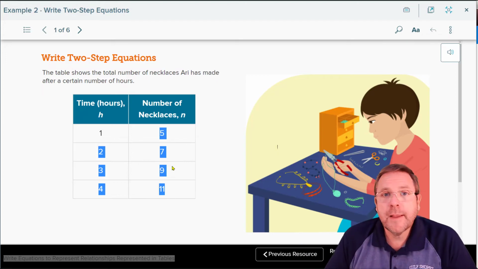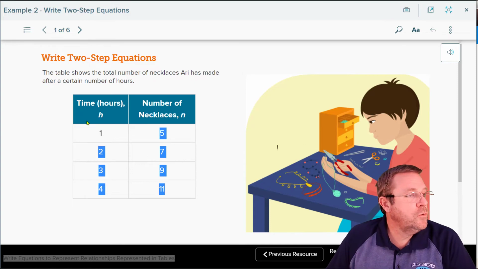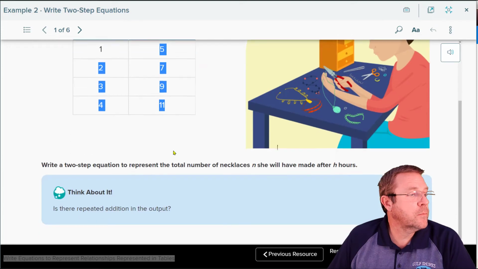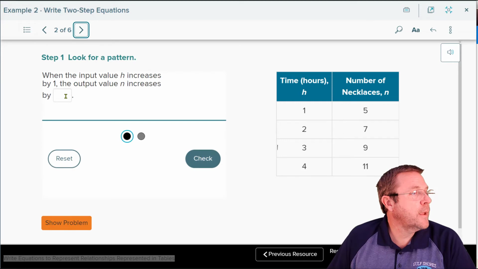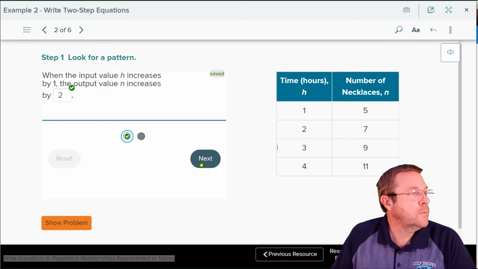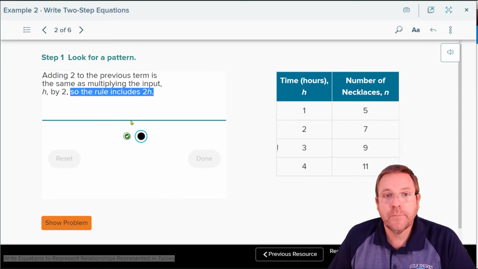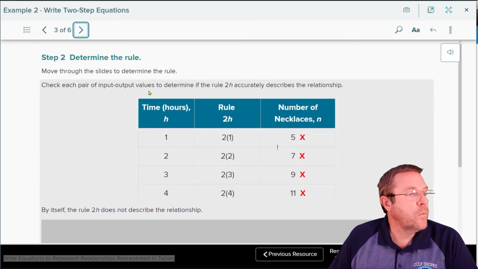Now, if that follows the same pattern as what we did last time, we could expect that we're going to be taking 2 times the number of hours and then adding some number to it to get to our number of necklaces. So they want us to write a two-step equation. First off, looking for the pattern. When the input value h increases by 1, the output value increases by what? It increases by 2. We just discovered that. And therefore we can say that the rule is going to include 2 times h. From here, we're going to keep moving forward and we're going to figure out what we have to do.